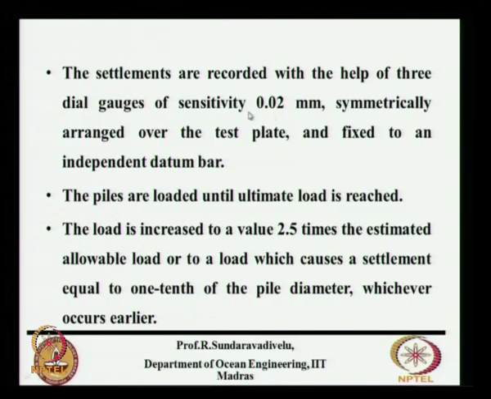Usually we use 3 dial gauges and the sensitivity is 0.02 mm, that means it can measure a minimum of 0.02 mm, and these 3 gauges should be arranged symmetrically over the test plate and fixed to an independent datum bar. So there is an independent datum bar with which you fix the dial gauges so that when the pile is going down you can measure the settlement of the pile.